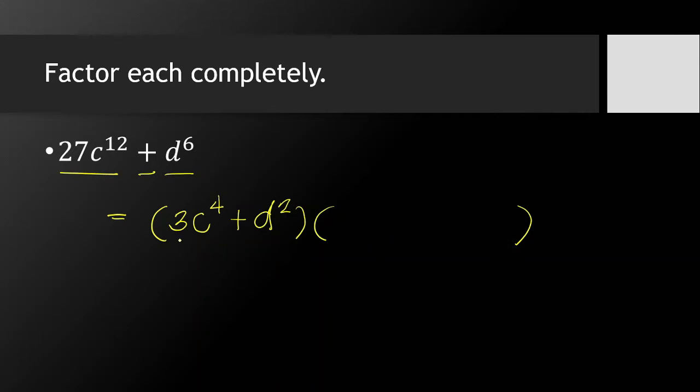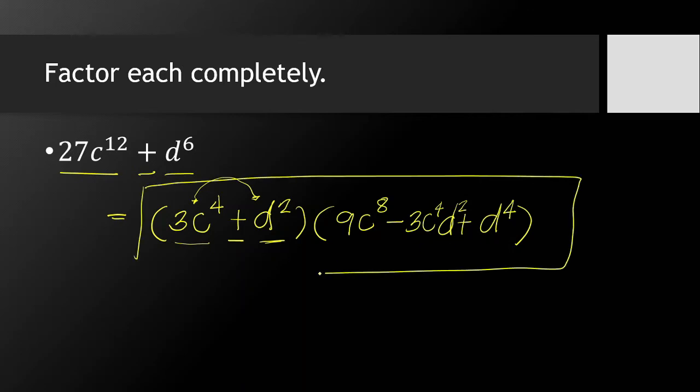Next, for the trinomial factor, square the first term, so that's 3 times 3, 9. C raised to 4 times c raised to 4, that's c raised to 8. Then affix the sign, so since this is plus sign, the pattern is minus, then plus. For the middle term, multiply the first term and the second term of the binomial factor, that is equal to 3c raised to 4 d squared. And for the last term, square the last term of the binomial factor, d squared times d squared, that is d raised to 4. So now we have obtained once more the factored form of the given binomial.